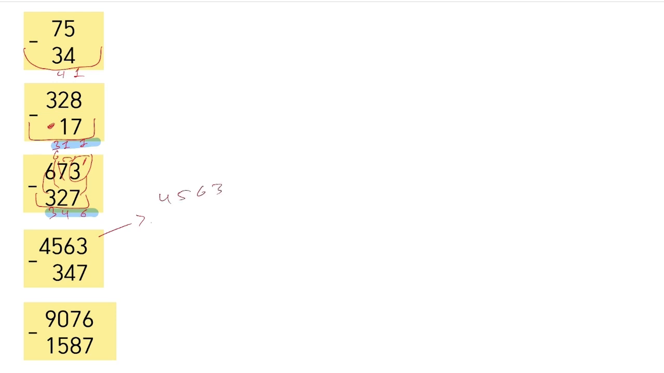4563 minus 347. Sorry, there is no thousand place. We can't take 7 from the 3, so let's take tens from the tens place. It will be 13. 13 minus 7 is 6. Because I took number from here, it will be 5. 5 minus 4 is 1. 5 minus 3 is 2. There is no thousand place, so this number is 4. 4216. Let's look at this example.